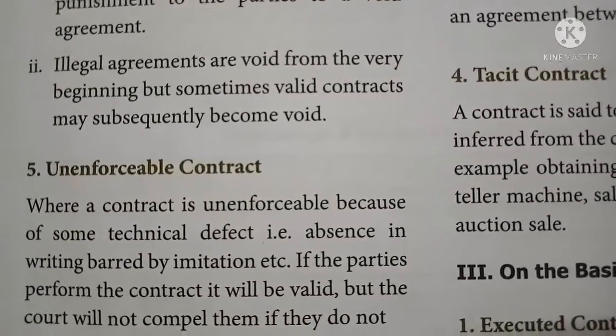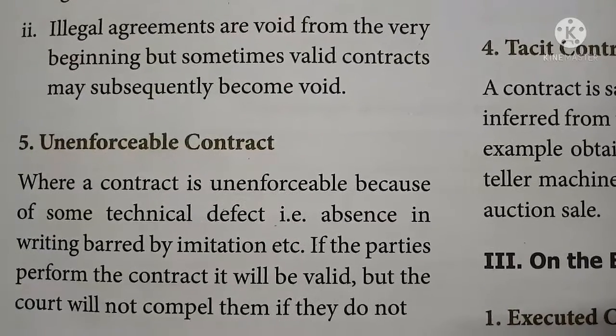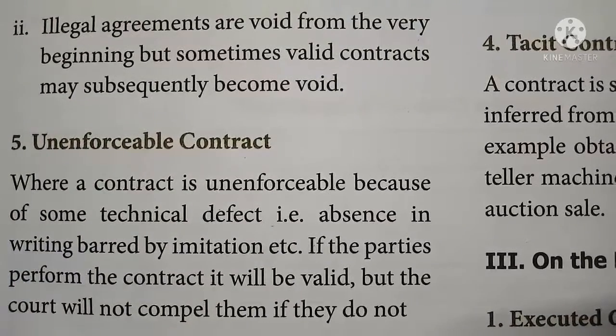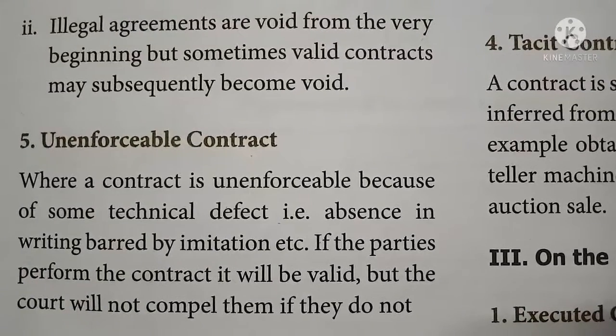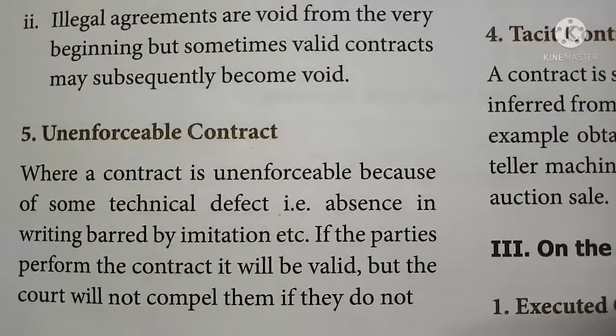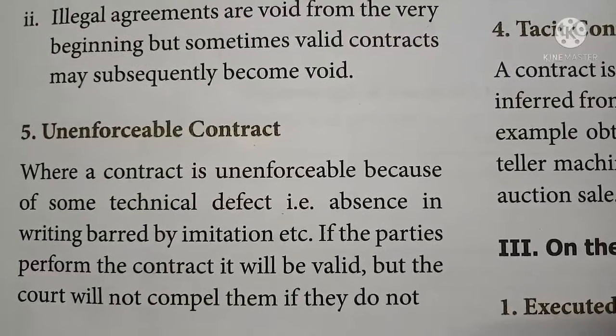Unenforceable contract. Where a contract is unenforceable because of some technical defect, so absence in writing, barred by limitations, etc. If the parties perform the contract, it will be a valid one, but the court will not compel them if they do not.